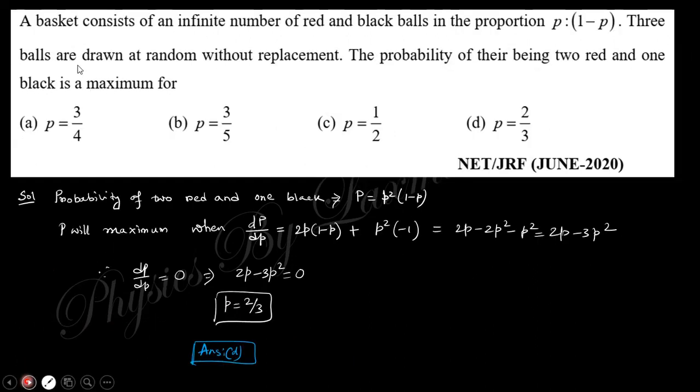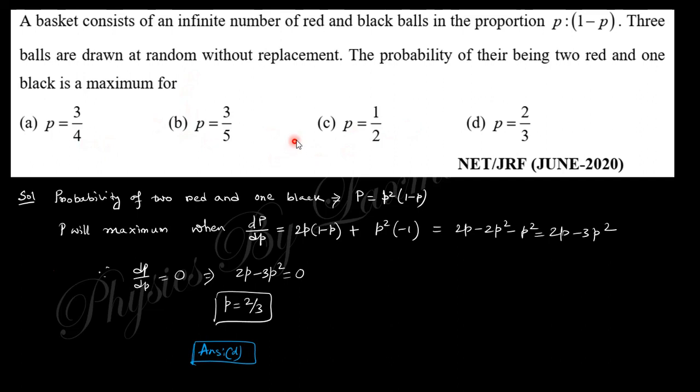Next one, a basket consists of an infinite number of red and black balls in the proportion p to 1 minus p. 3 balls are drawn at random without replacement. The probability of them being 2 red and 1 black is the maximum for that.